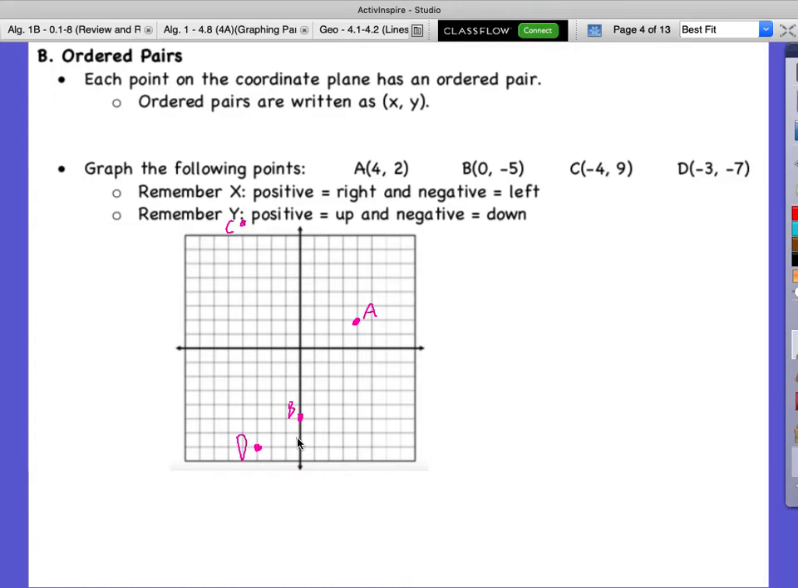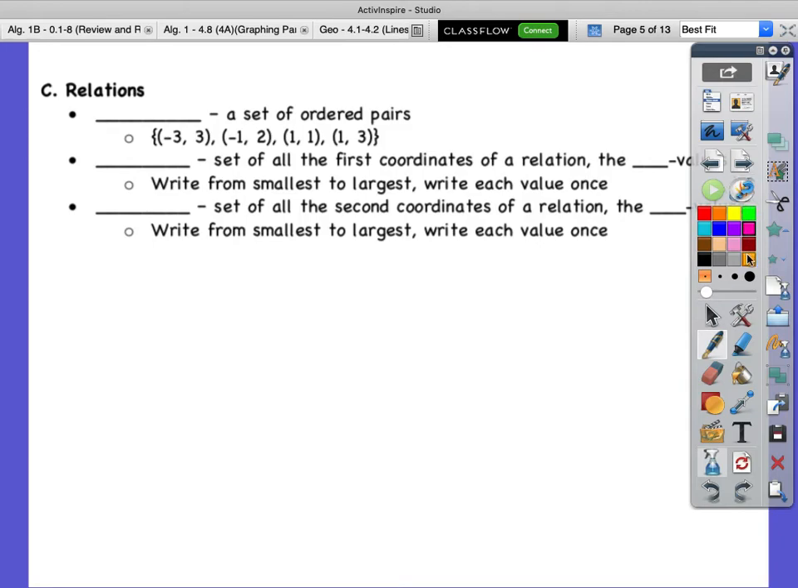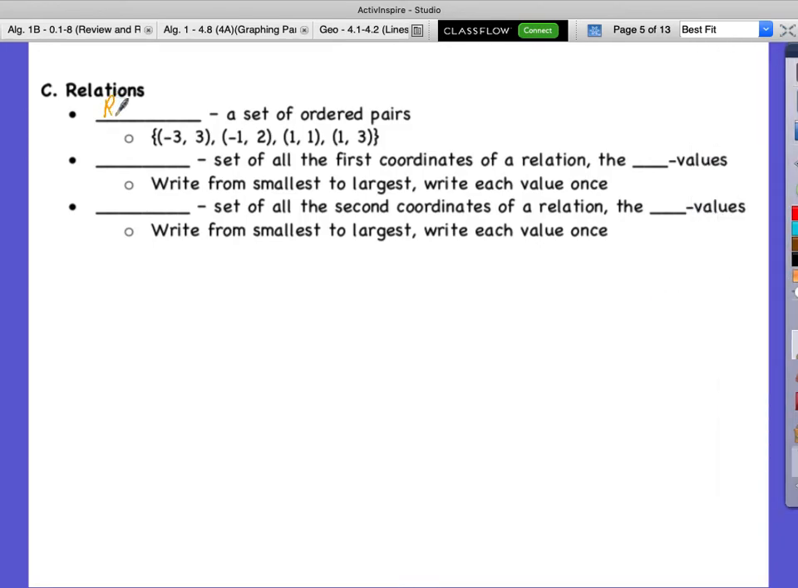Okay. Let's talk about this idea of relations real quick. That's the last thing we'll talk about today. So we have relations, which is that first blank there. Relations are a set of ordered pairs. So we say it's just a set of pairs.